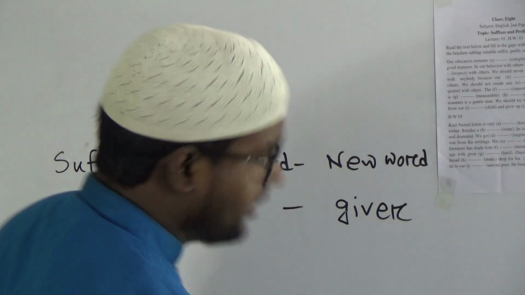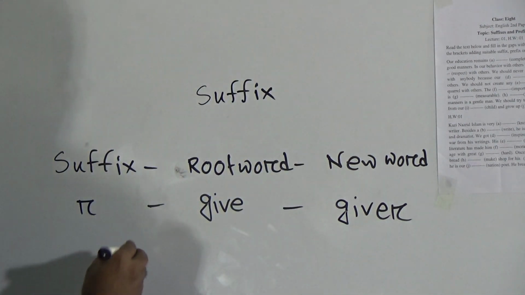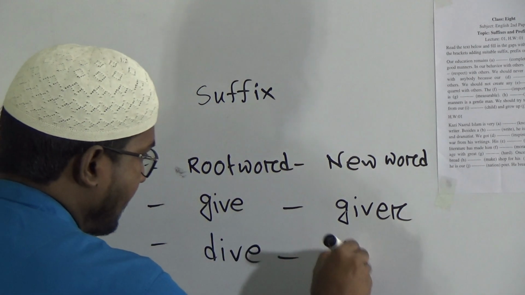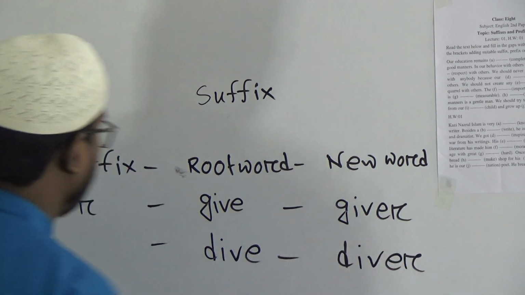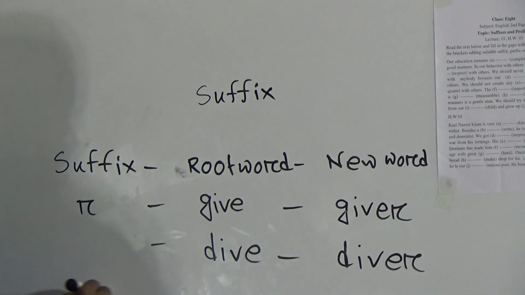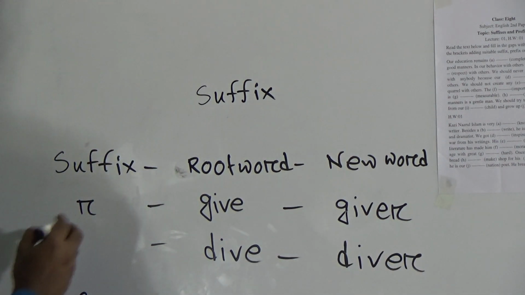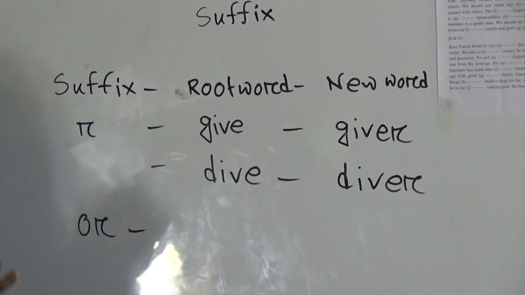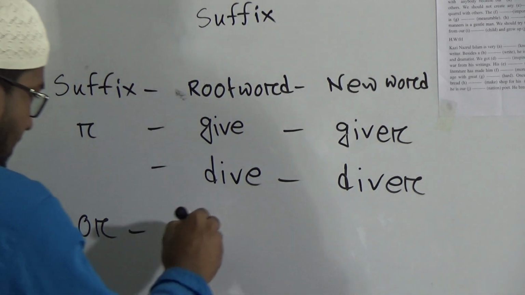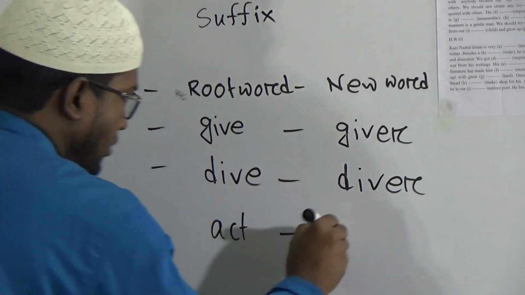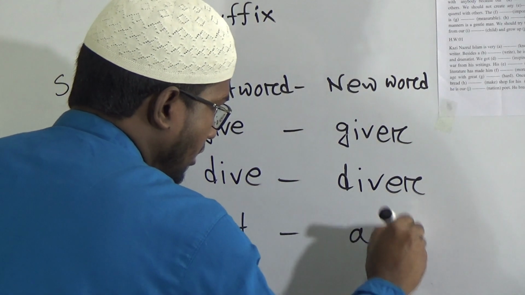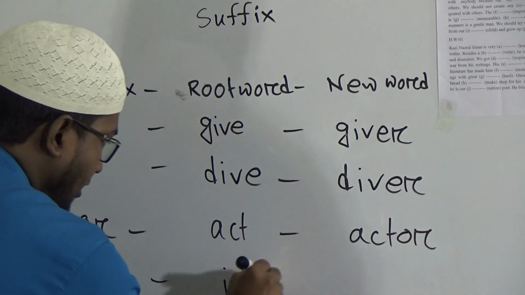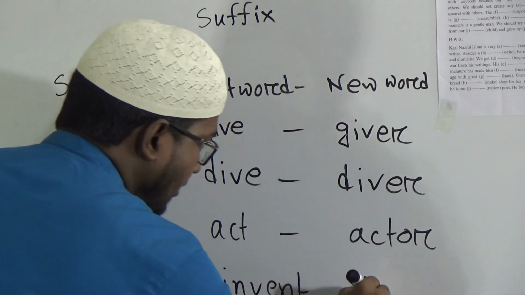Another one, root word is dive, this is diver. Then we have or. R is an example of suffix and or is also an example of suffix. Act, it will be actor. Invent, then inventor.